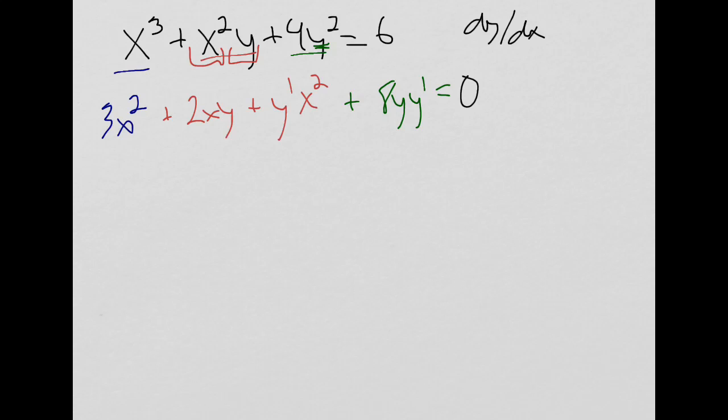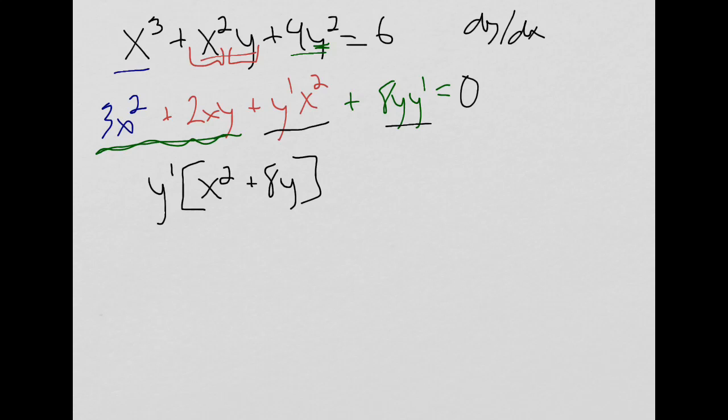So I am going to group the y primes together. And I'll actually factor it at the same time. So I'm going to have y prime times, I'm going to be left with an x squared plus an 8y. Close the bracket.